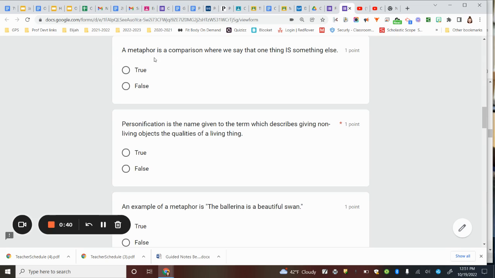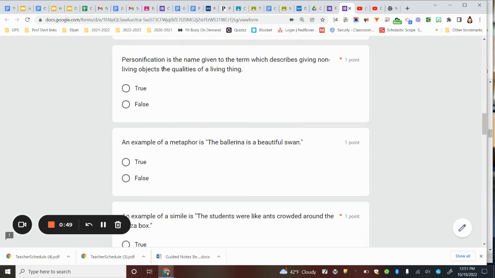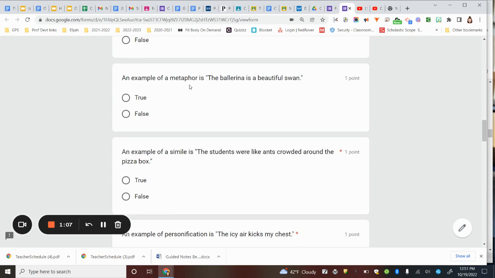The next one. A metaphor is a comparison where we say that one thing is something else. True or false? Next one. Personification is the name given to the term which describes giving non living objects the qualities of a living thing. True or false? Next one. An example of a metaphor is the ballerina is a beautiful swan. True or false?